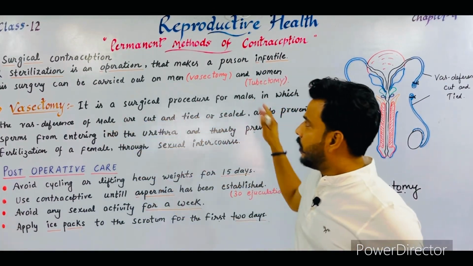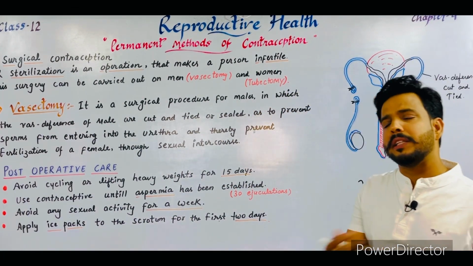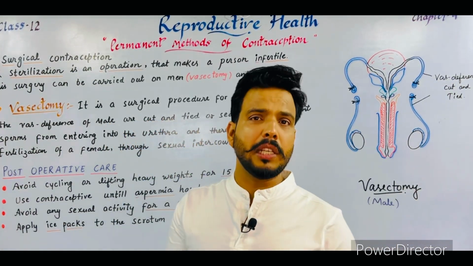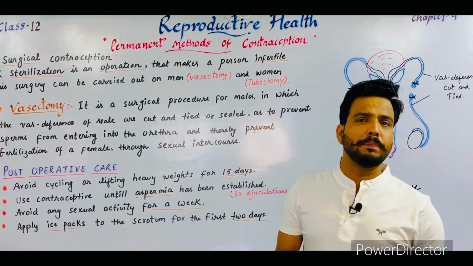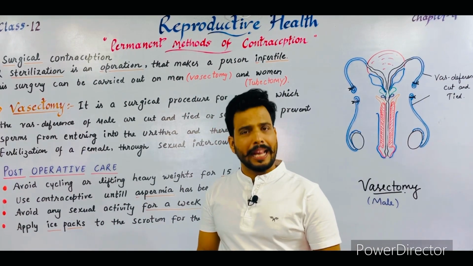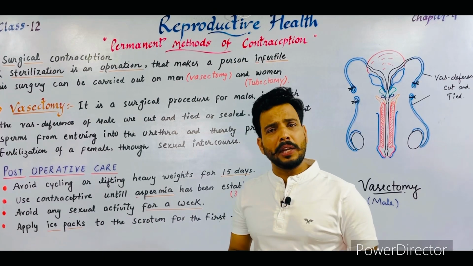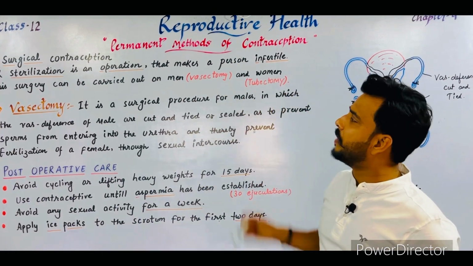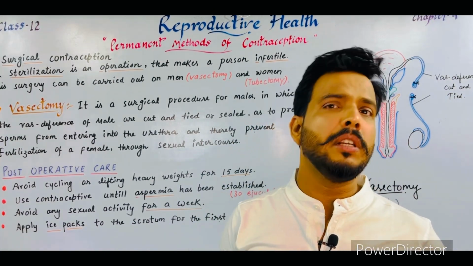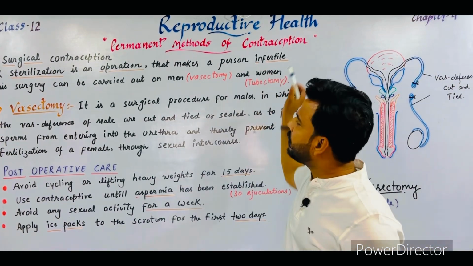Now, I will describe in detail the permanent method of contraception or birth control. In my last video, I described the temporary methods of contraception. In this video, I will tell you about the permanent or surgical method of contraception. Surgical contraception, also known as sterilization, is a small operation that makes a person infertile. The person may be male or female, and this operation makes a person infertile, meaning the capacity of reproduction will be finished.